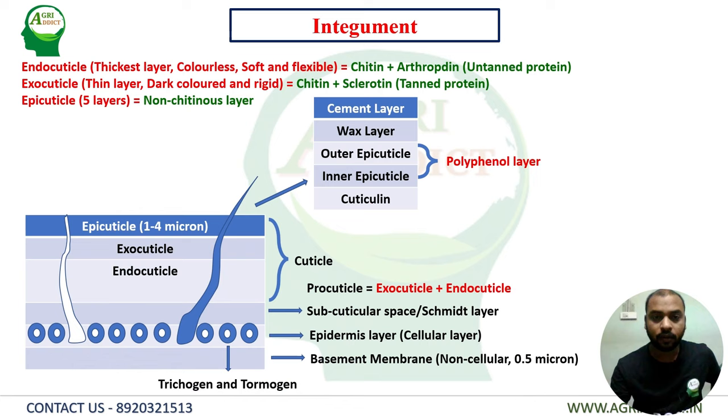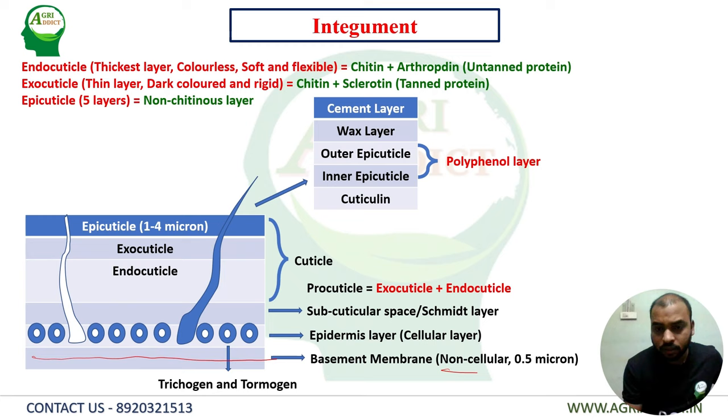So, in a simple diagram, I have depicted all the layers of this integument. I will discuss with you. So I have told you this is the basement membrane. This lower layer is called the basement membrane. This is the non-cellular layer, 0.5 micron. Another is the epidermis layer. I have told you this is the cellular layer. You see different types of cells. These cells are polygonal or cuboidal or columnar cells.